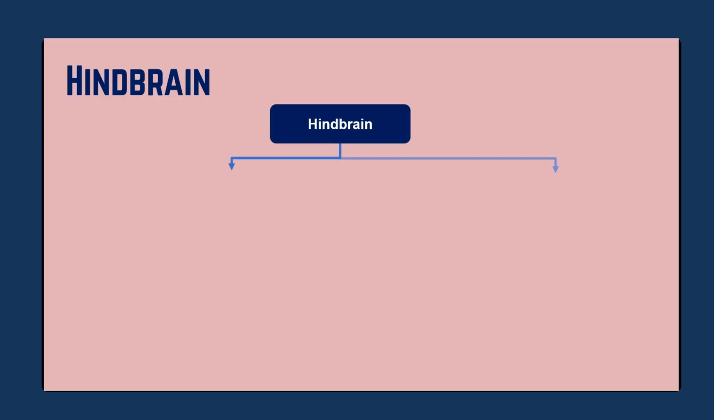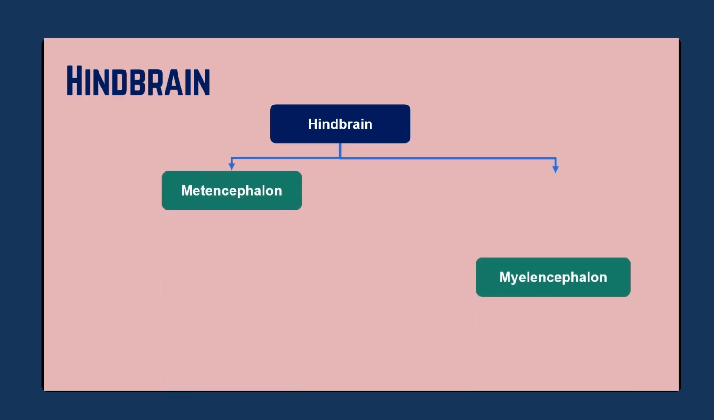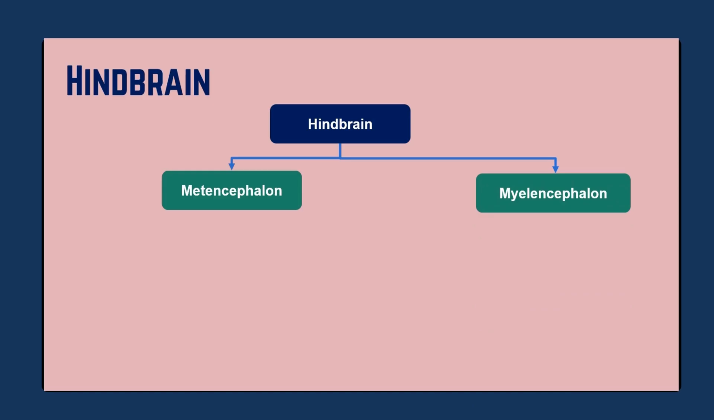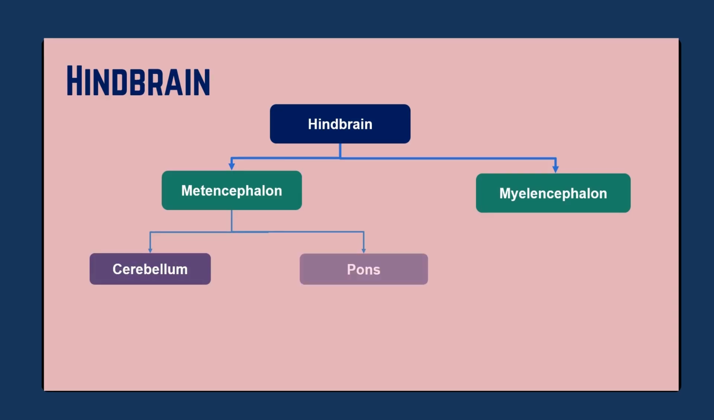Hindbrain is mainly divided into two parts. Alright, the first one is the metencephalon and the second one is the myelencephalon. Metencephalon is further divided into two parts. First is the cerebellum and the second is the pons. Myelencephalon is also called medulla oblongata. I'm sure all of you have heard about medulla oblongata, right? So that's another name for myelencephalon.